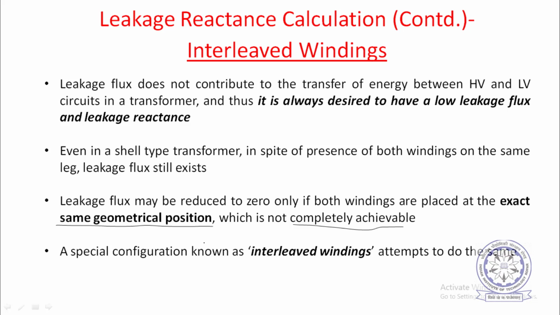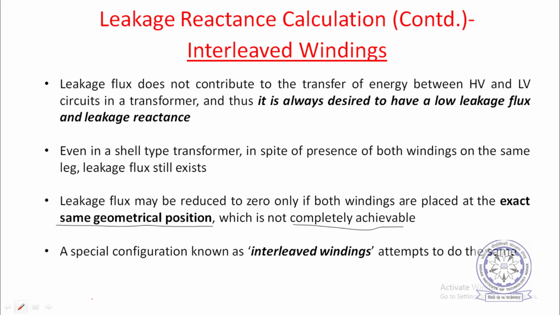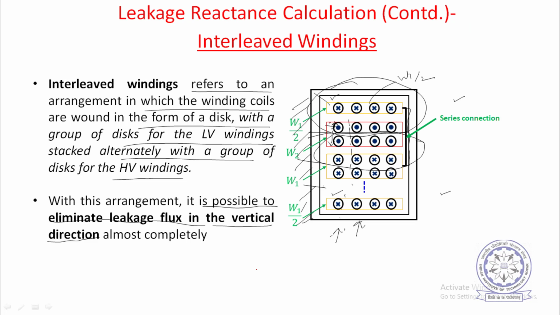So, a special configuration known as interleaved winding attempts to do the same. Actually, placing them in the exact geometrical position is not possible physically. So, the closest one can be chosen. See, one of the methods is to go for interleaved windings. What is interleaved winding? So, this is the interleaved winding.